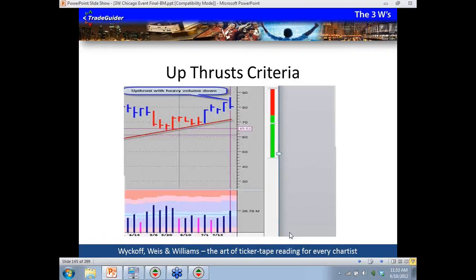Here's the upthrust. Upthrust criteria, for myself, it needs to be heavy volume if it's a down bar. The light volume is very suspect. It could be no supply, and they're going to pop it right out of there.